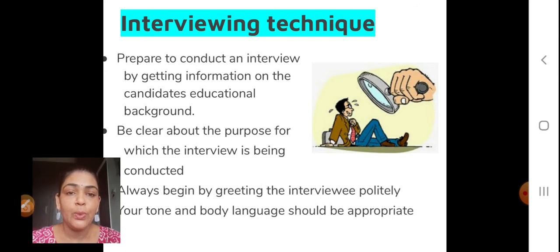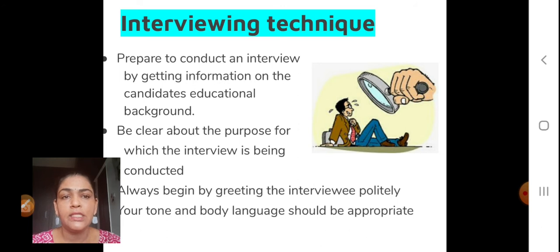Now, interviewing techniques are for the people who are conducting an interview and who are asking questions from the interviewee. But for us, for the people who are preparing for an interview, all these things are important. Why? Because this will give you an idea about the mindset of the person who will be interviewing you. So let's talk about this also.